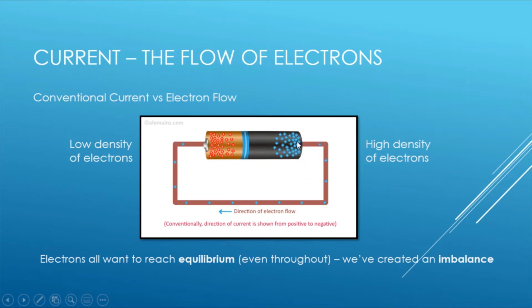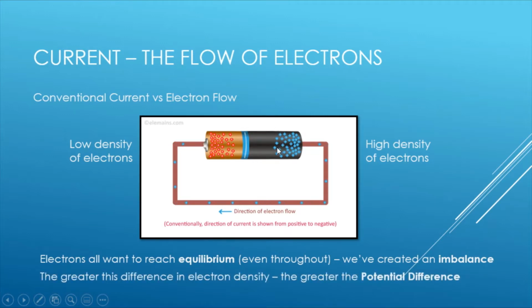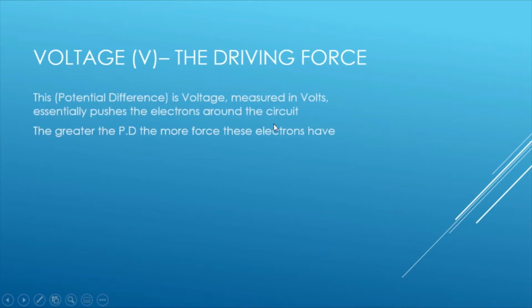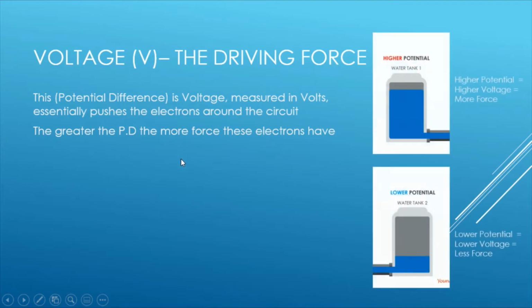And they will keep doing this because we've created an imbalance, okay? And we've created this high and low area. This imbalance is what we call potential difference. And the greater this difference is, the greater this imbalance is in electron density, greater the potential difference. And this potential difference is what we call voltage, which is your driving force, which pushes your electrons. Okay, so potential difference, or voltage, is measured in volts and essentially forces the electrons around the circuit.